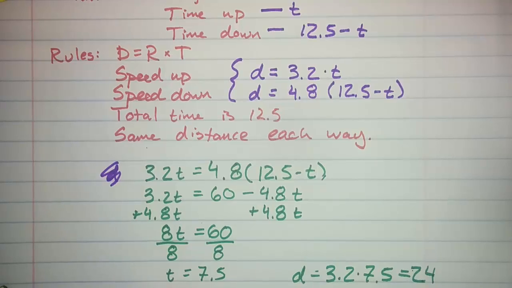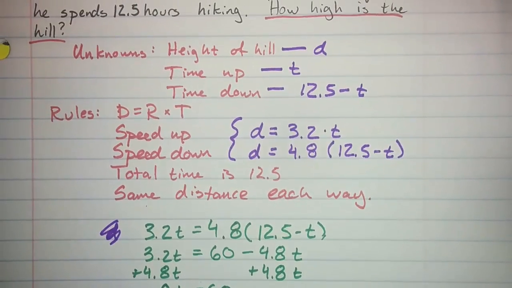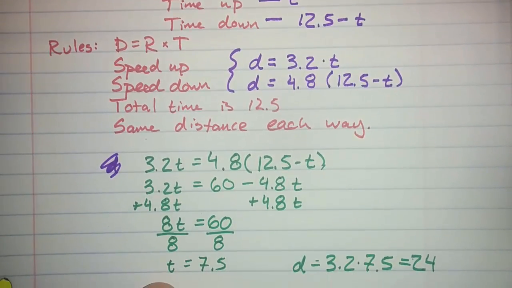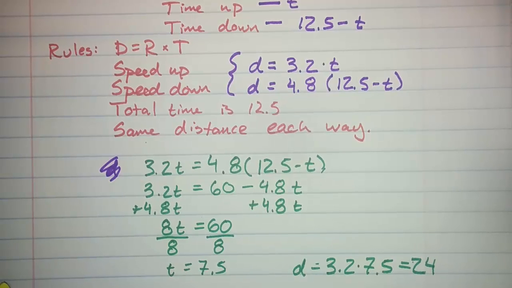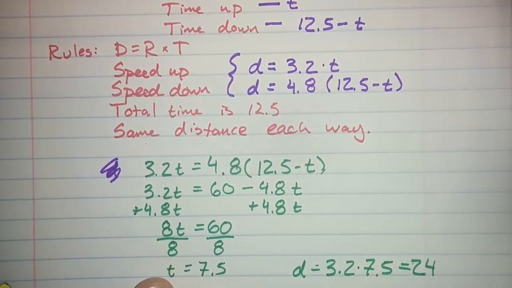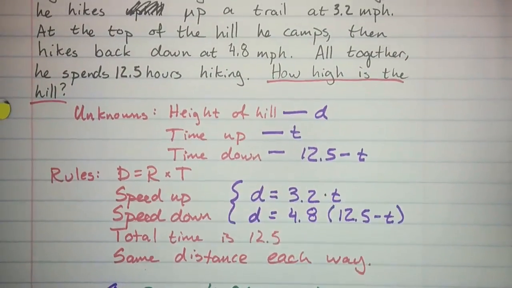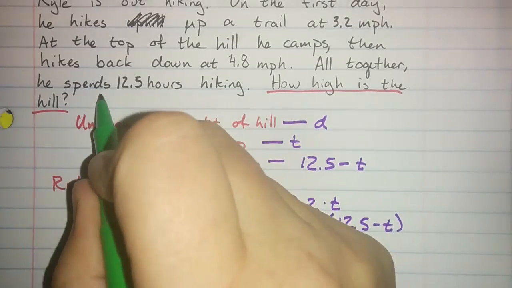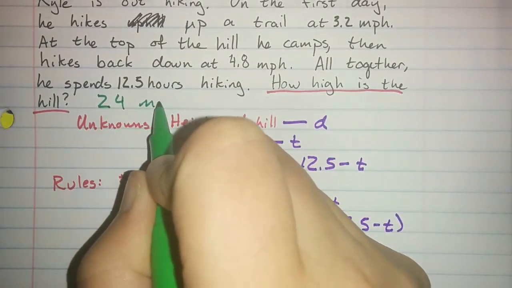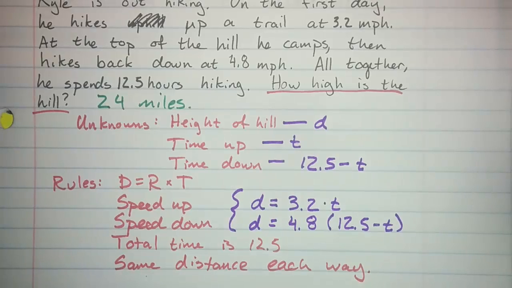What does that tell me? I'm ready to answer the question now, right? And will T have any part in my answer? No, because the question just asked me for the distance, the height of the hill. How high is the hill? 24 miles.